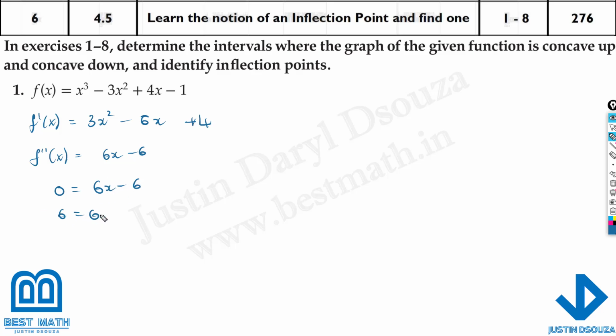Take the 6 to the other side and divide both sides by 6. It will be x is equal to 1. So the inflection point is 1. Most probably this will be asked in the exam. You will have 4 options of x. So x = 1 is your correct answer.